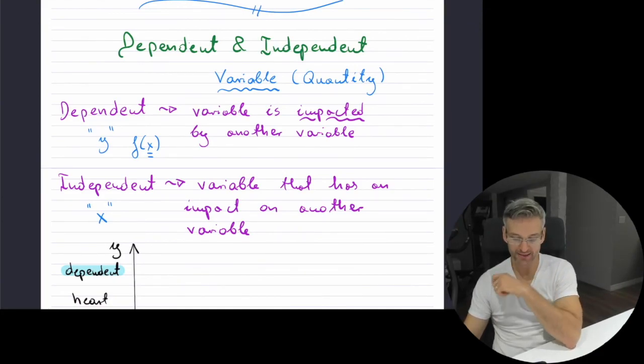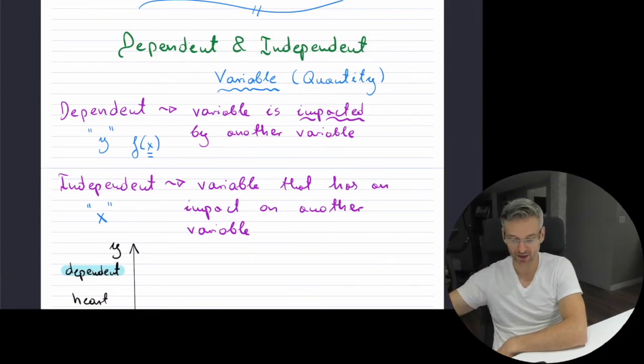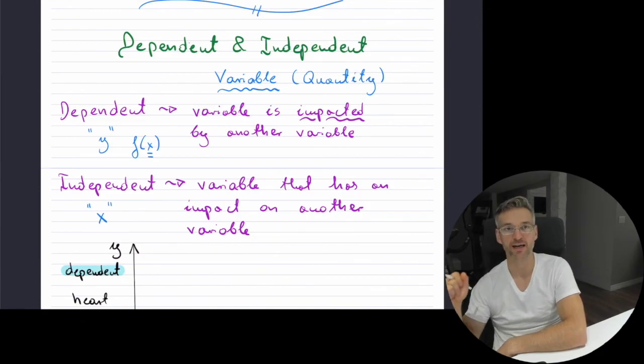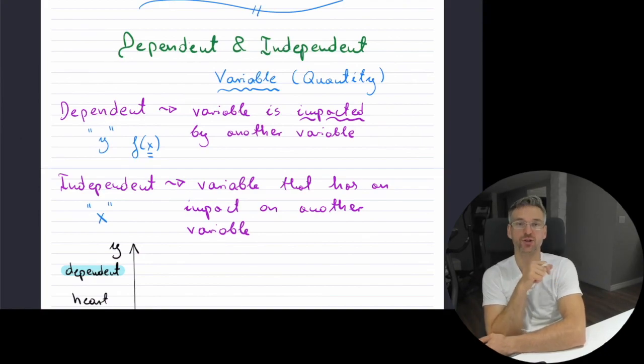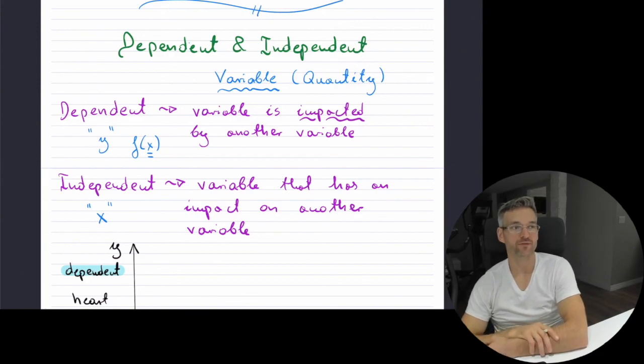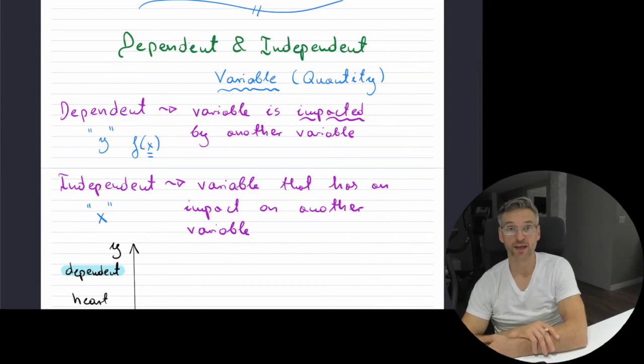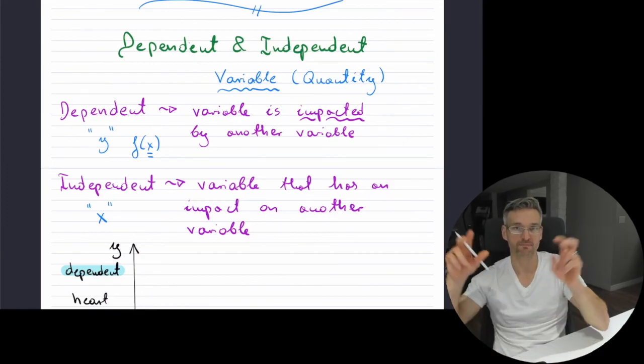So again, remember that dependent simply means that it is impacted by something else, so another variable has an impact on it. And independent is the variable that has an impact on another variable. So that's what you have. And these variables are quantities that we can possibly measure. I said mass, volume, pressure, heart rate, your age, battery size. We can measure all of these different things, and those are variables.